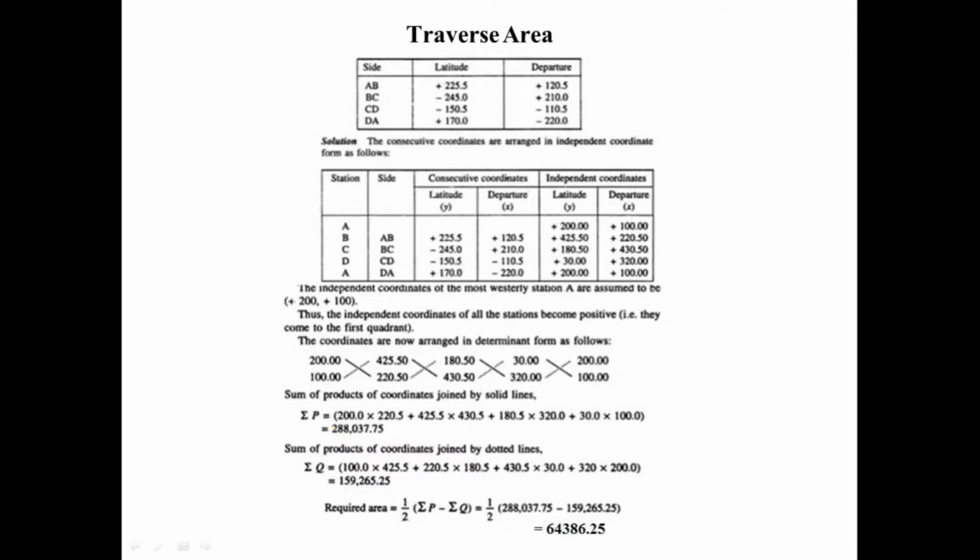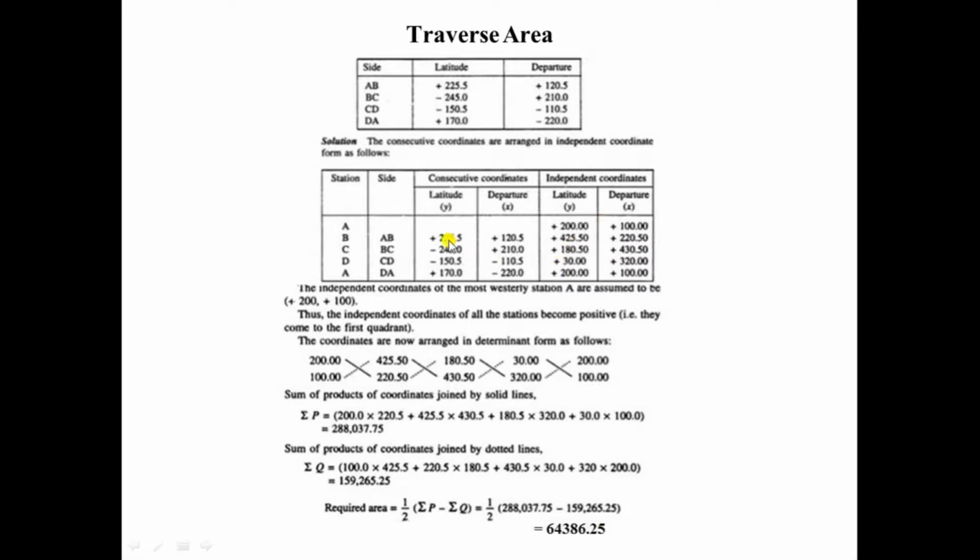After applying the correction, we have to calculate the consecutive coordinates first, and after that we have to apply the independent coordinate. We can use the independent coordinate for the calculation of area. We have consecutive coordinates, latitudes and departures, so we have to prepare the independent coordinate.